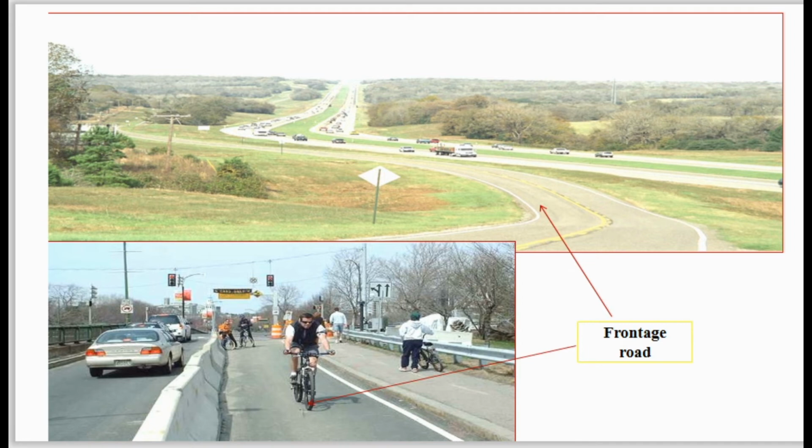Next is the driveway. The driveway basically connects the highway with commercial establishments like fuel stations, service stations, etc., and it should be located away from the intersection.